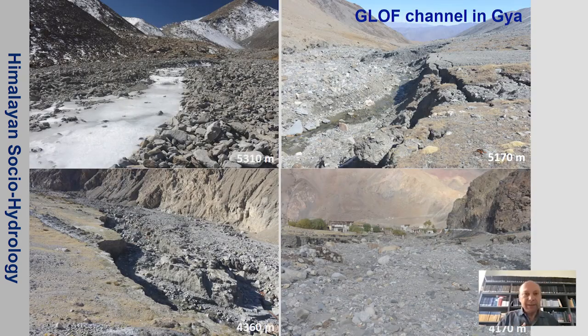A number of photographs from the channel between 5,310 meters. This is near the lake, near the terminal moraine of the lake, and on the lower right hand, you see the part of the channel near the village of Giyar when it enters the village. So you see a lot of sediments, a lot of destruction along the way.